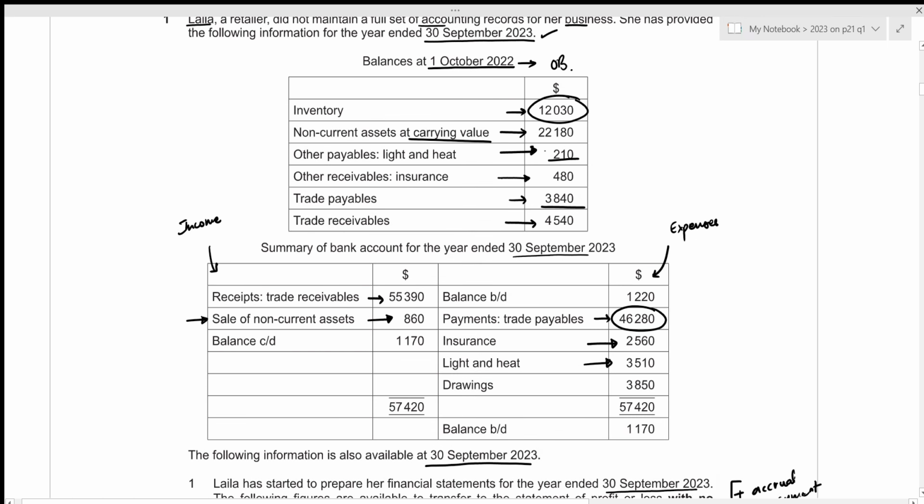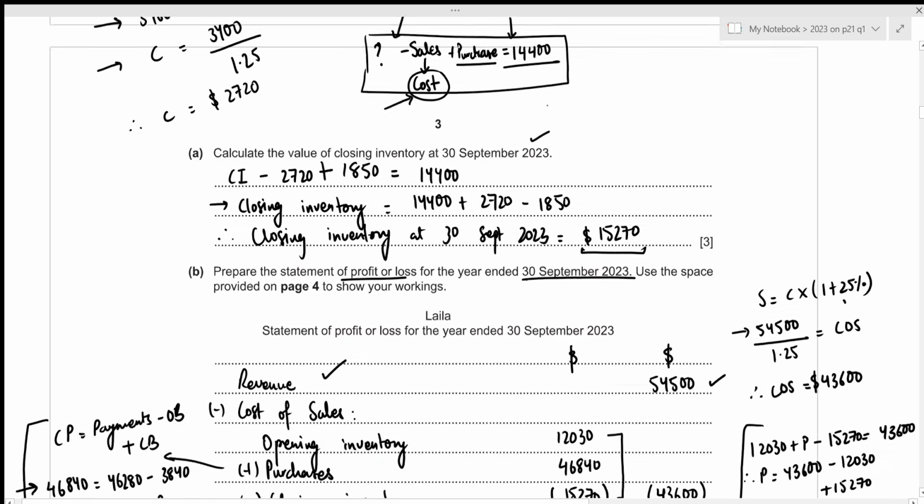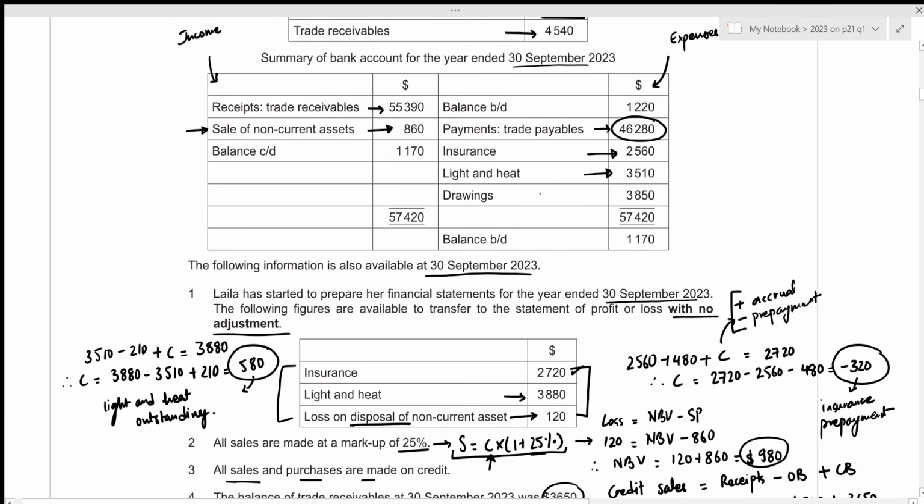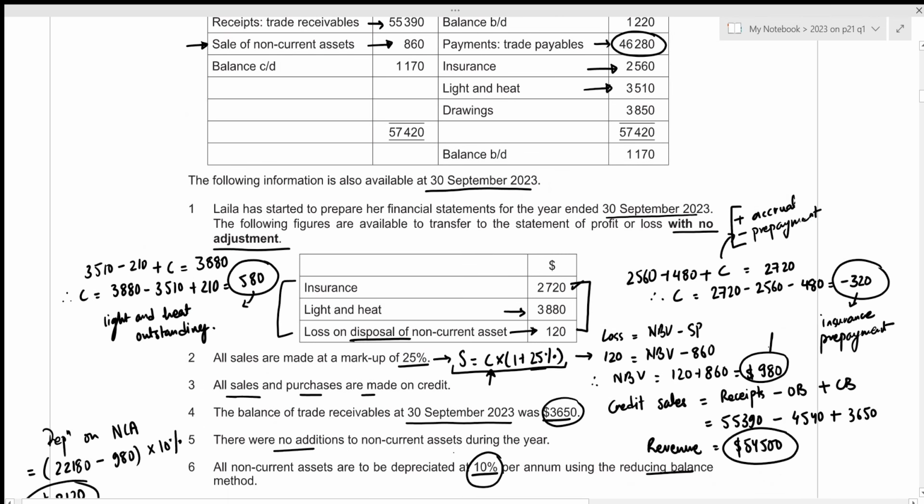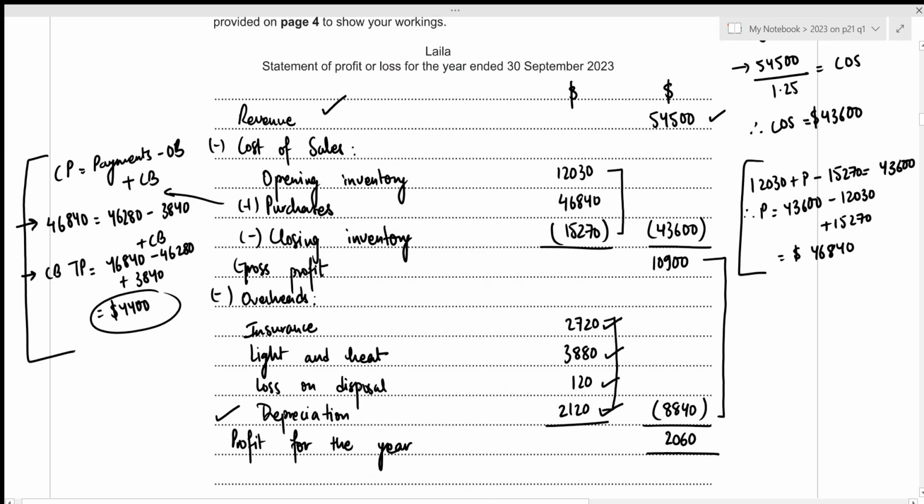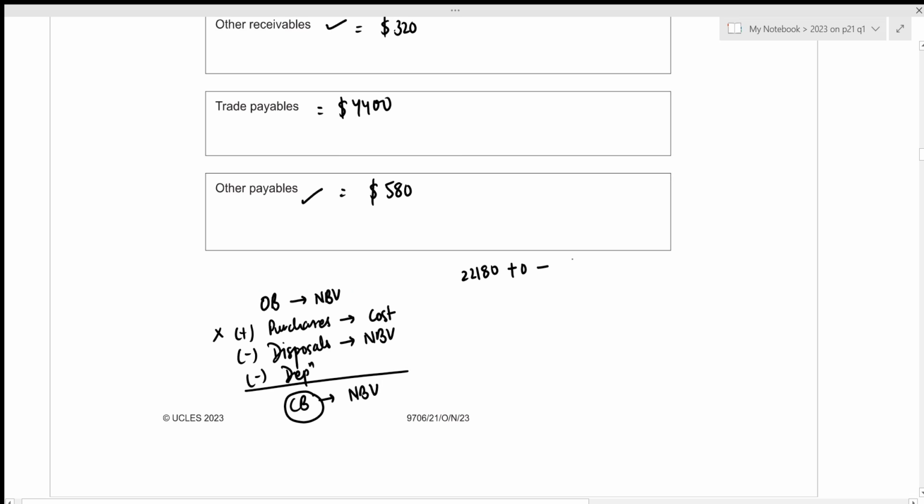The opening balance of our non-current asset was 22,180. Then there were no purchases, so that will be 0. For disposals, we've already calculated the net book value. The net book value of the disposed non-current asset was 980, and the depreciation charge for the year was 2,120. So we need to subtract the 980 as well as the depreciation charge of 2,120, and this will give the closing balance of our non-current assets at its net book value to be 19,080.